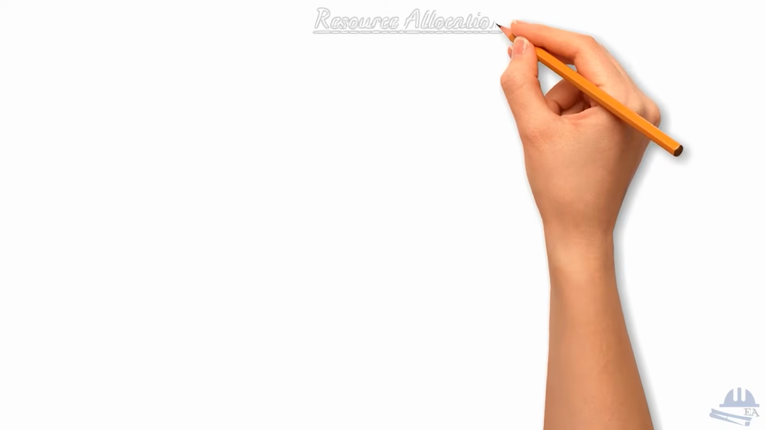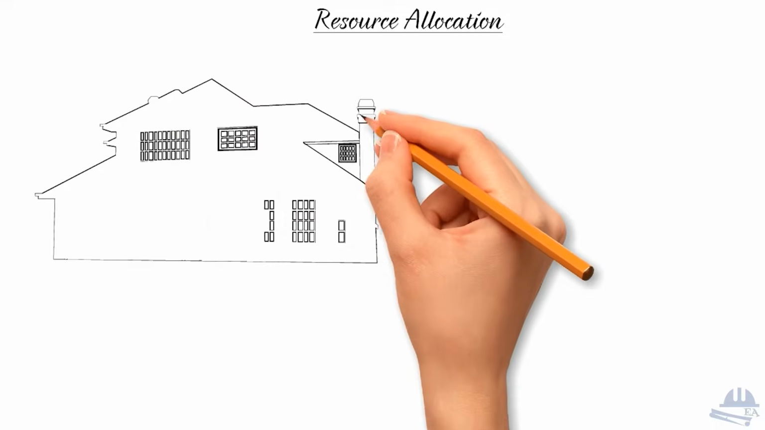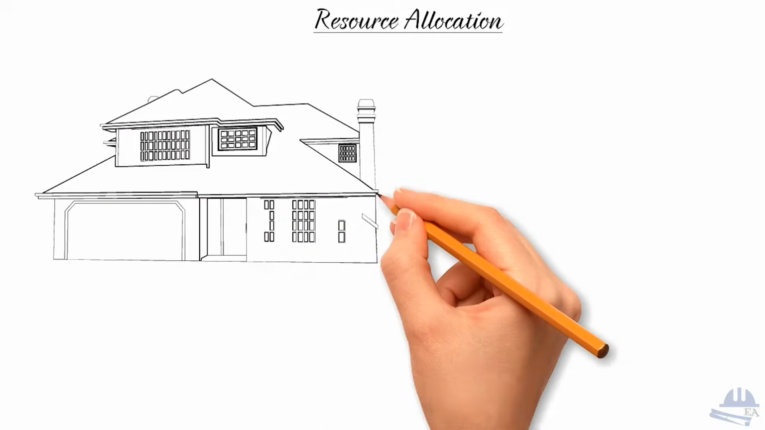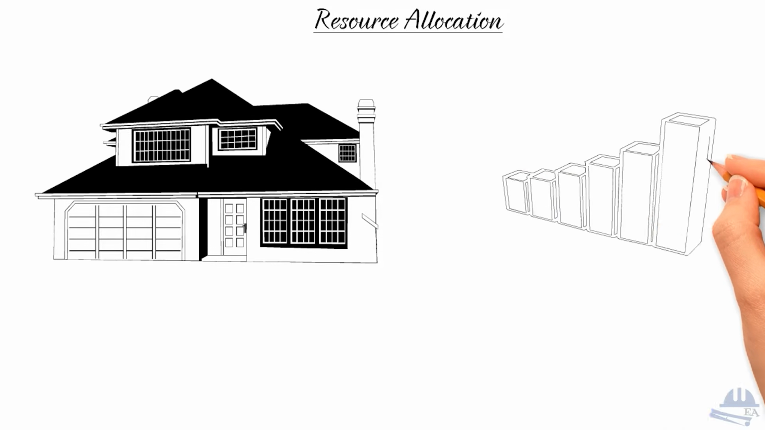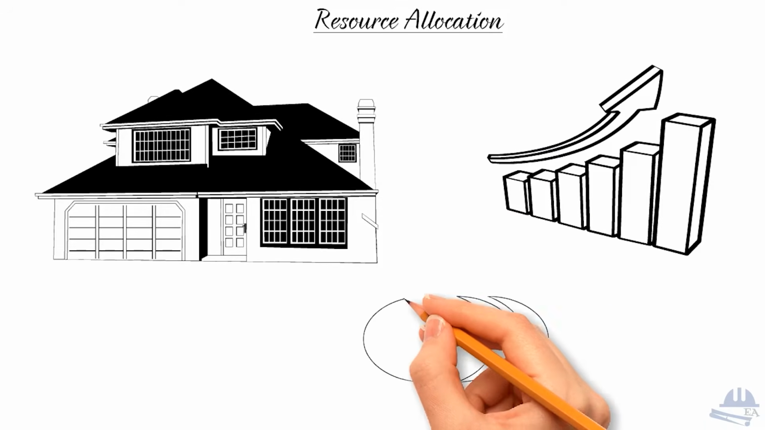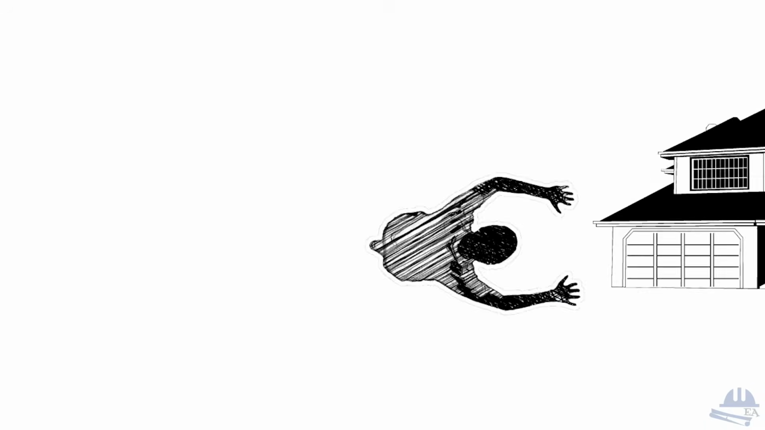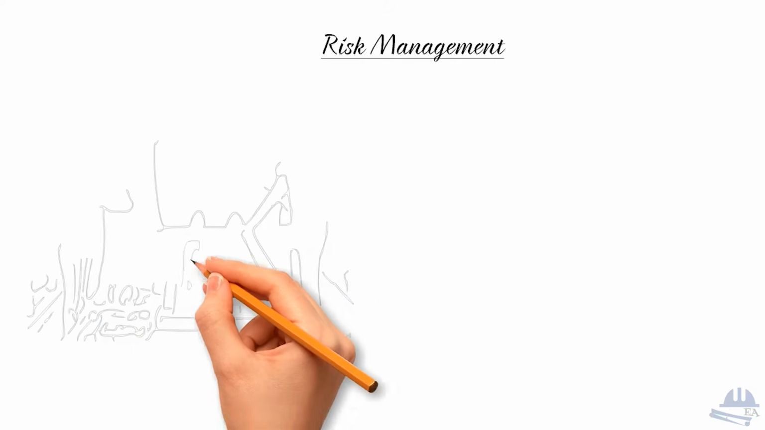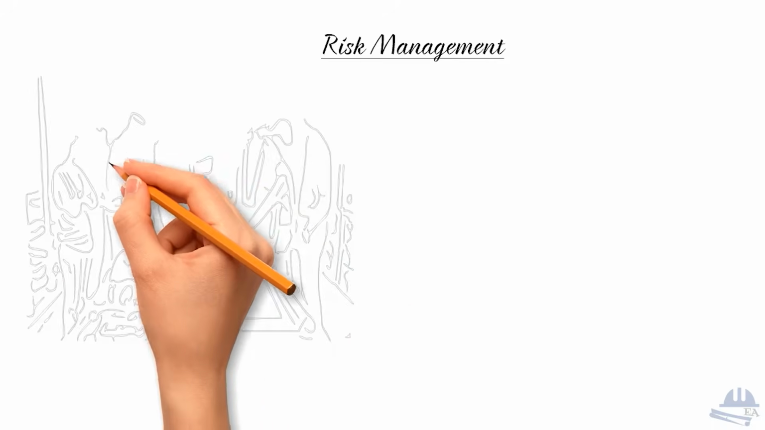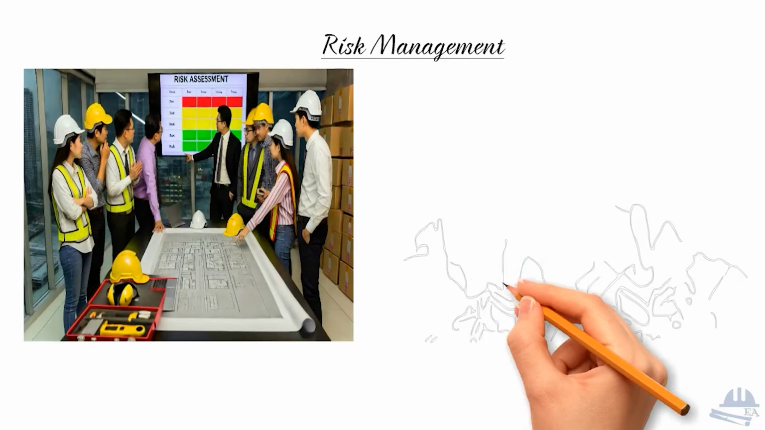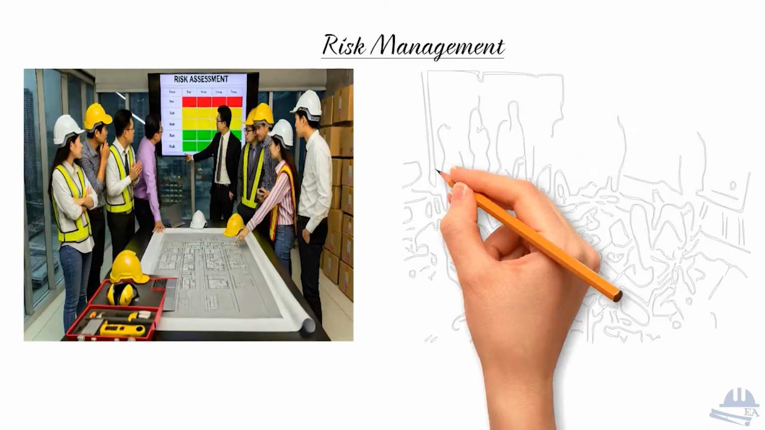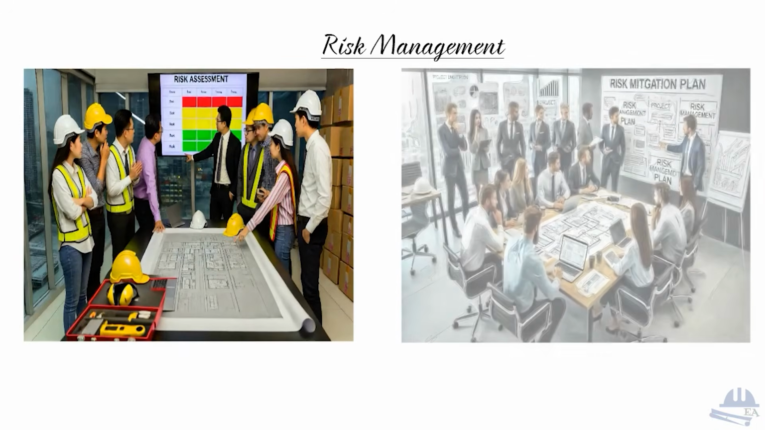Resource allocation. It ensures that resources such as materials, labor, and equipment are used efficiently. This prevents overallocation and underutilization of resources, leading to cost savings and increased productivity on the construction site. Risk management. Identifying potential risks early and planning for them can save a construction project from unexpected issues. Project management involves risk assessment and developing contingency plans to mitigate these risks, ensuring the project stays on track.